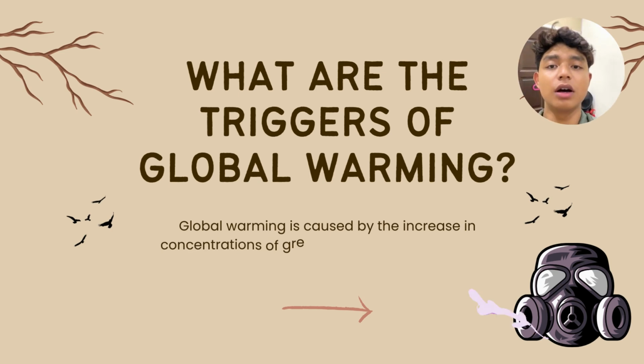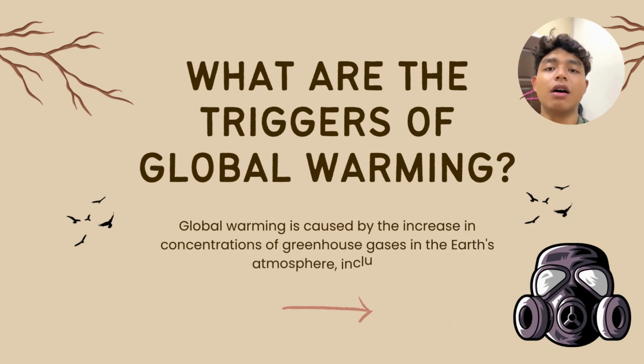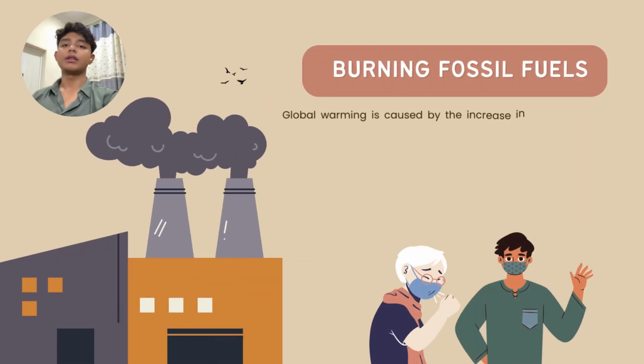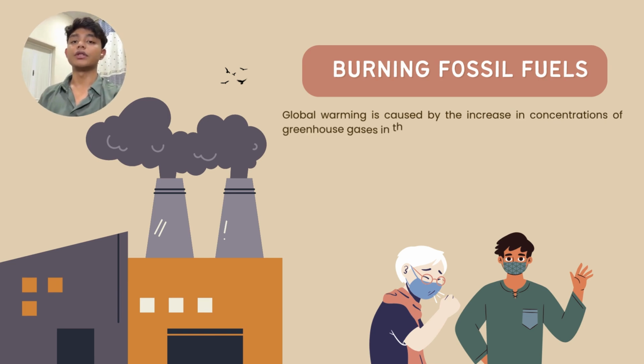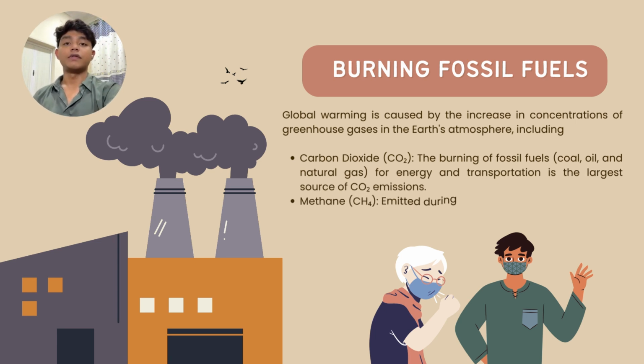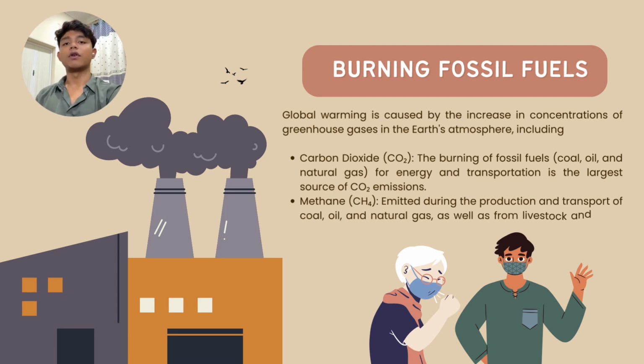Global warming is basically caused by the increase in the concentrations of greenhouse gases in the Earth's atmosphere, including carbon dioxide, CO2. Burning fossil fuels, coal, oil, and natural gas, for energy and transportation is the largest source of CO2 emissions. Also methane, CH4, is emitted during the production and transport of coal, oil, and natural gas, as well as from livestock and other agricultural practices.